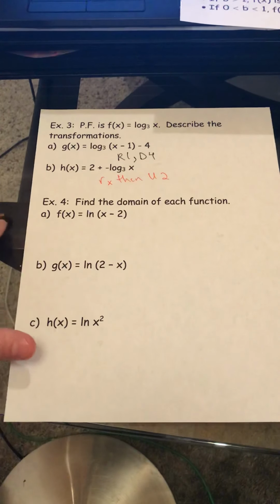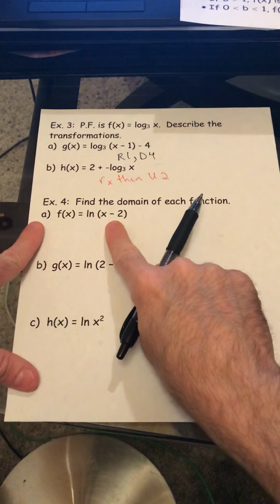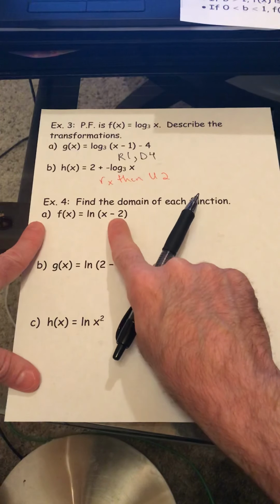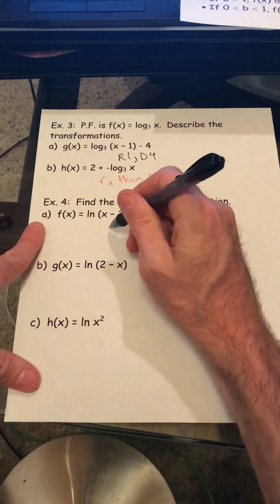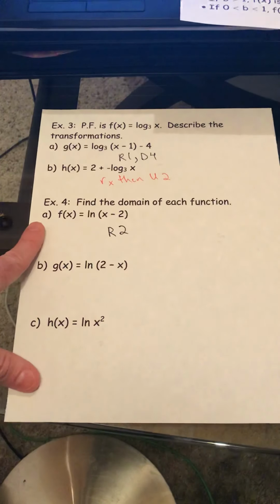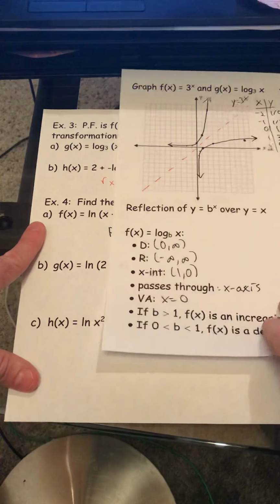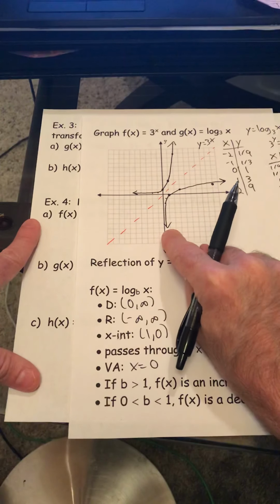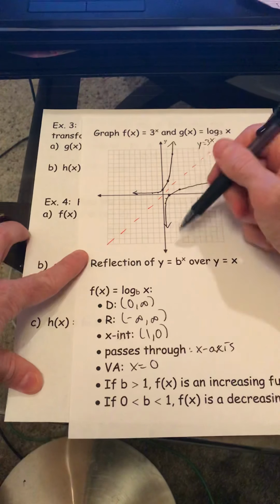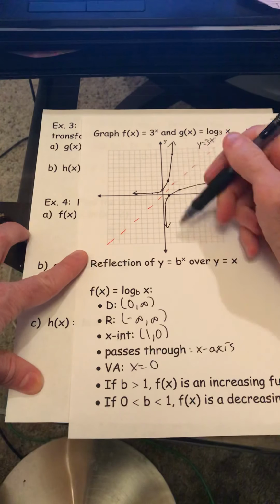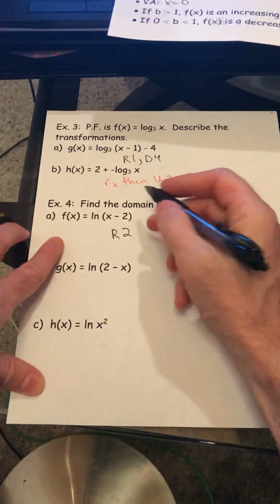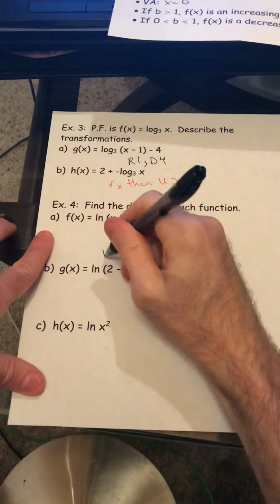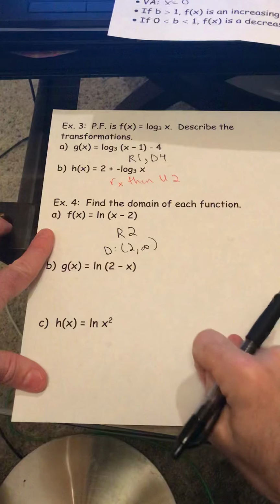Find the domain of each function. As far as what happens here, the natural log of x minus 2 is going to shift it right 2. Well, the domain is 0 to infinity. If we shift everything right 2, that would put a vertical asymptote at 2. So this will be 2 to infinity. And I'll actually even specify that's our domain.